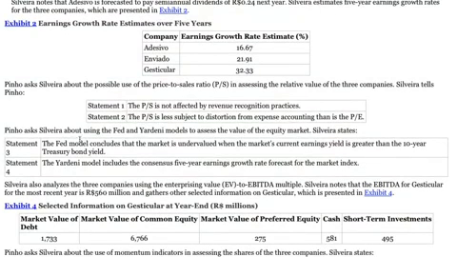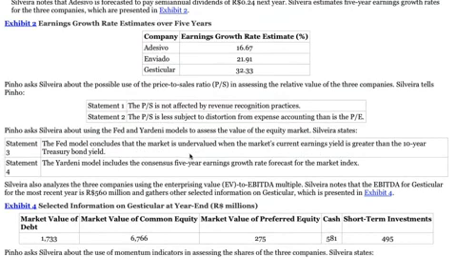Pinho asks Silveria about using the Fed and Yardeni model to assess the value of the equity market. Silveria states the Fed model concludes that the market is undervalued when the market's current earnings yield is greater than the 10-year Treasury bond. Well, that's not true. The Fed model concludes the market is, that is true, is undervalued. Yes, is undervalued. The market is undervalued. Okay, so number 1 is true.